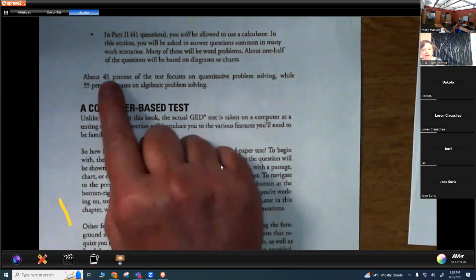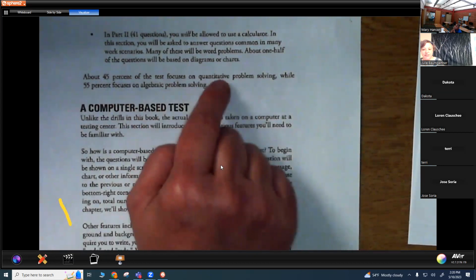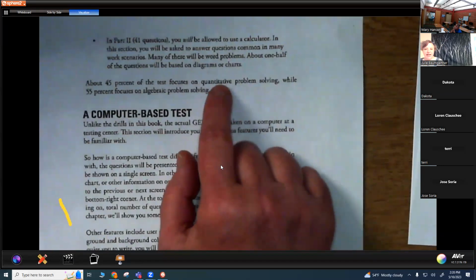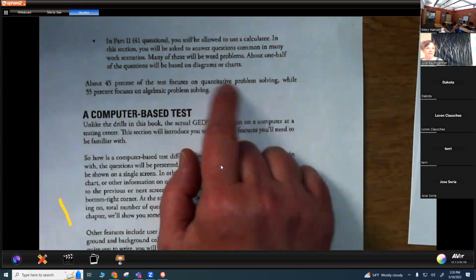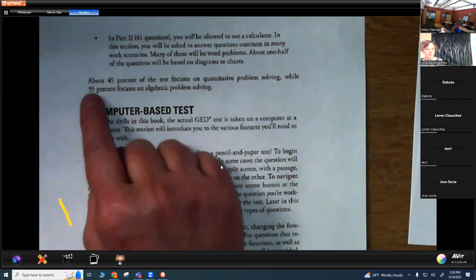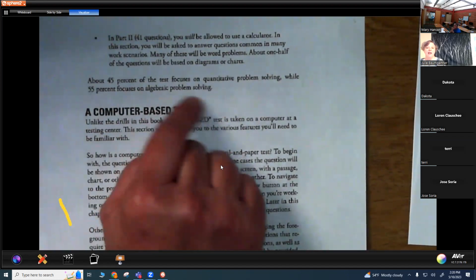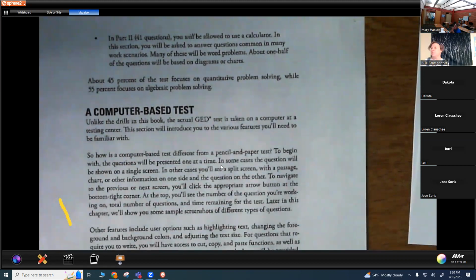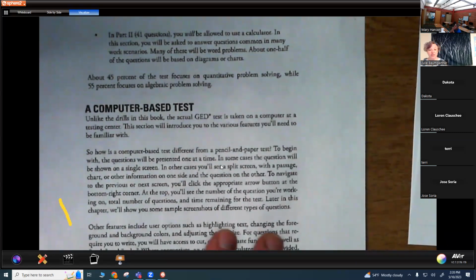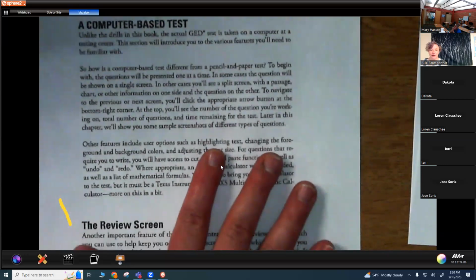So it tells us about 45% of the test focuses on quantitative problem solving. So once again, with numbers, doing various operations on numbers. And then a little bit more than half the test is going to be algebraic problem solving. So that's why we spend probably the most of our time in algebra land, just because that's the majority of the test. But we want you to hopefully be successful on everything.